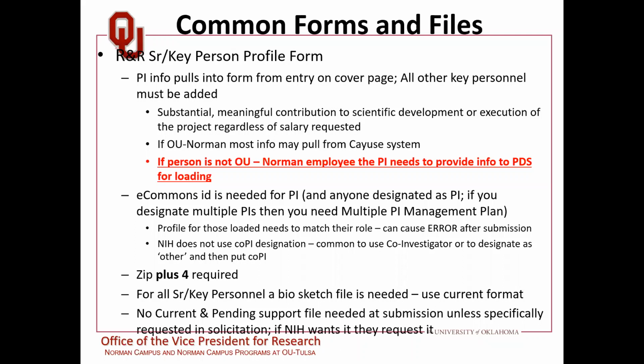Whoever you designate as a PI has got to make sure that their profile says that they can be a PI. We didn't know that this was a problem until we did a submission, and we found out after the fact that our PI had a person at a company that they wanted to designate as a PI. So the guy gave us his eCommons ID number. We loaded all of his information.